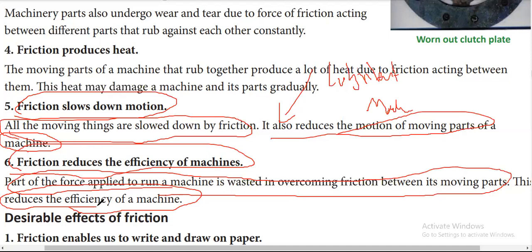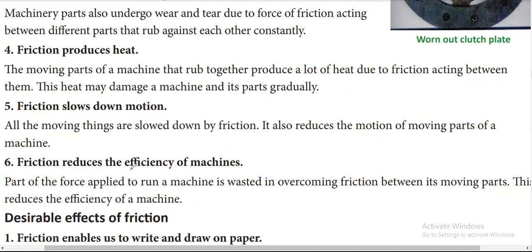So okay, we are using lubricants to reduce the friction or to increase the efficiency of the machine. But our topic is that due to friction, friction reduces the efficiency of the machine. So yeah, we are using lubricants to reduce the friction. And the next point is desirable effects.